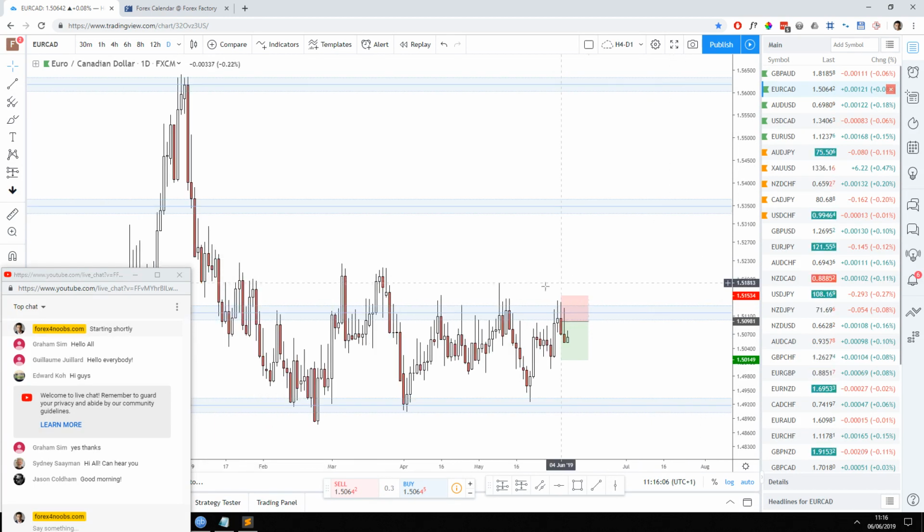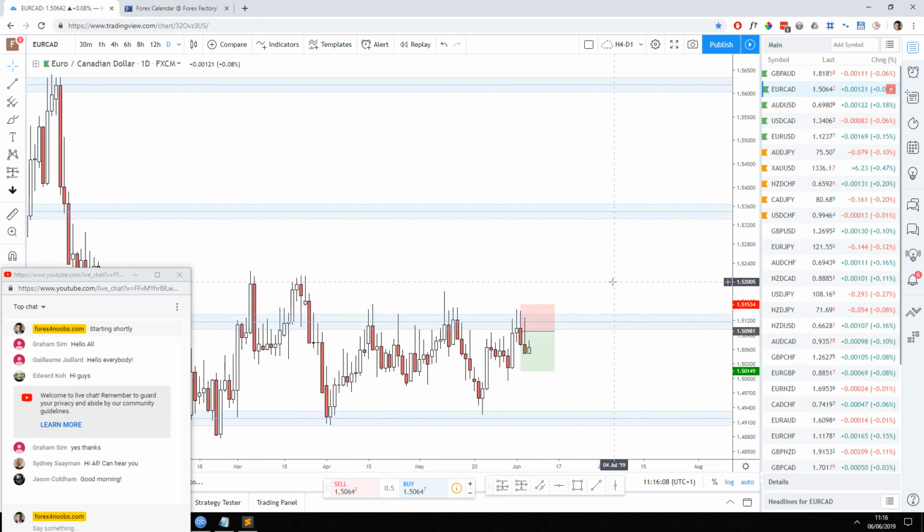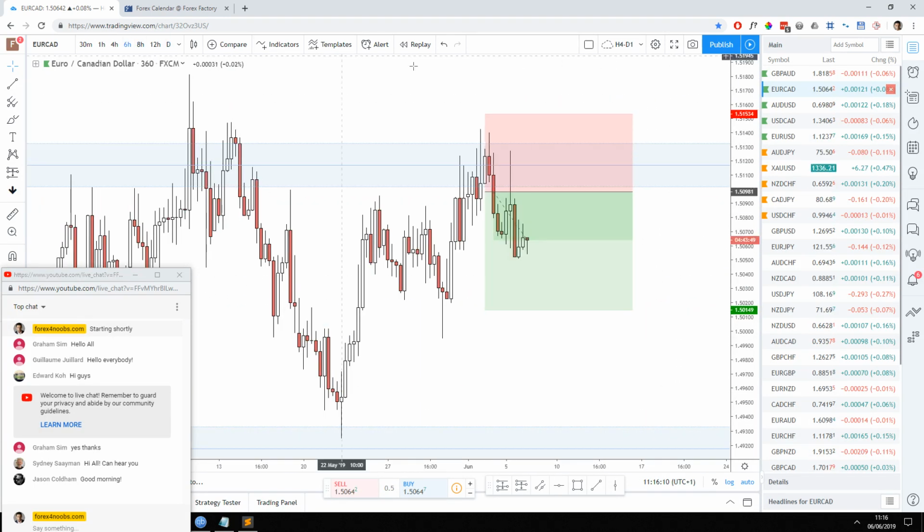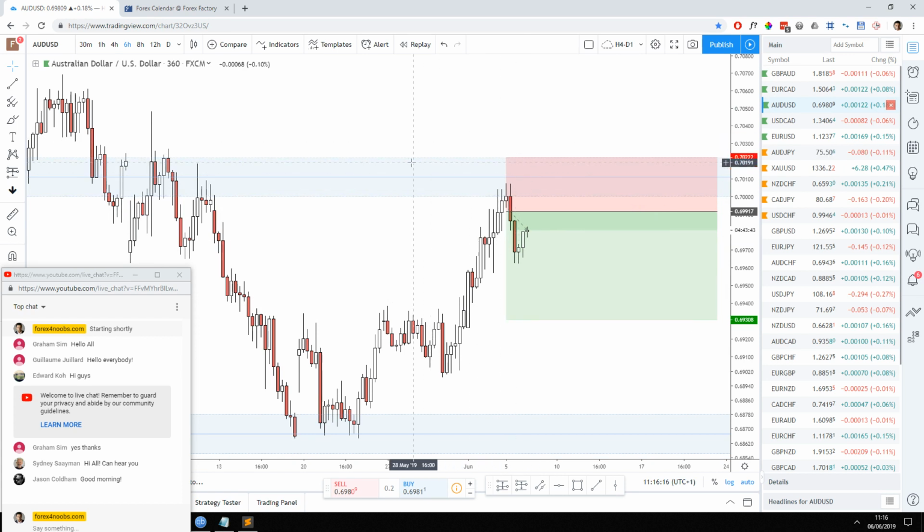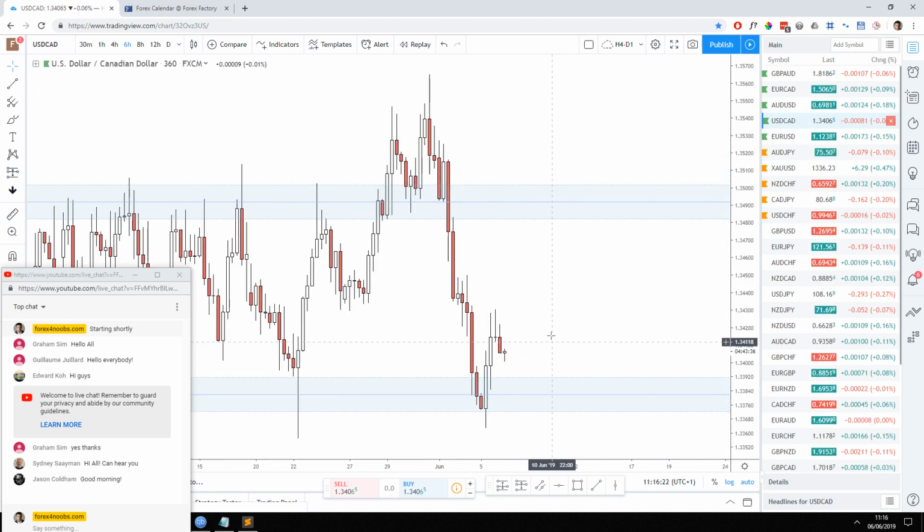Right, Euro CAD, I'm not in on this one. Some people are in on this one, I believe. It looks like it's moving down, so yeah, just hold on to it. AUD USD, I'm not in on this one. Some people are in on this one. Looks like it's moving down, keep it open. USD CAD, again, not in on this one.